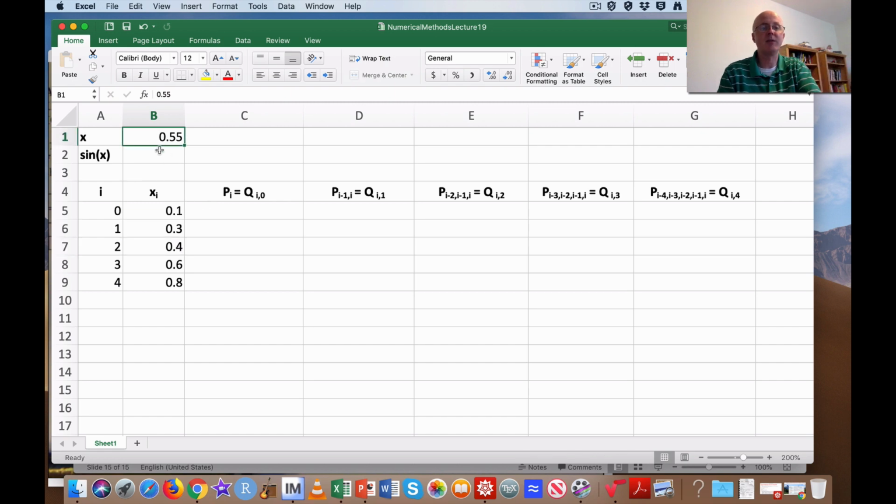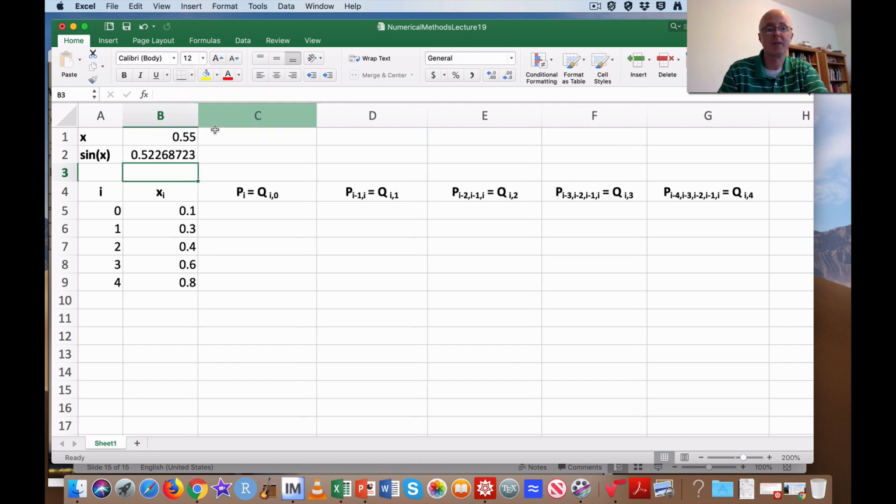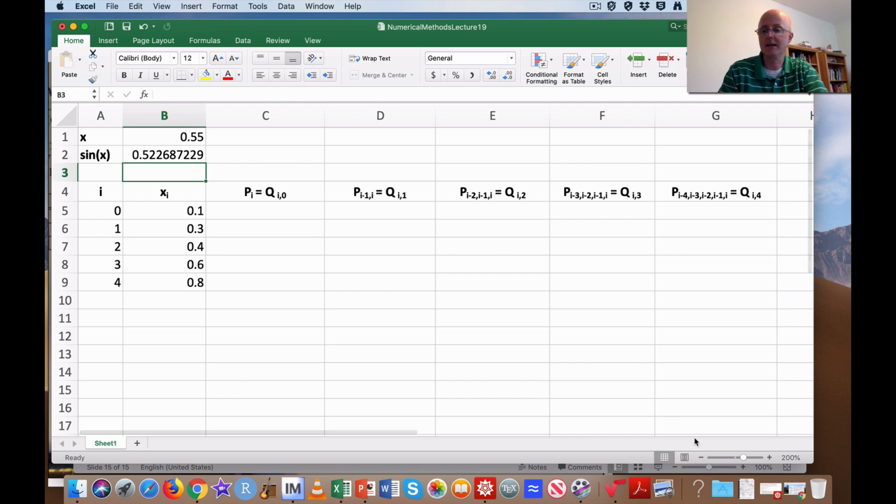So the input again is 0.55. What is the value of the sine function there? Equals sine of b1 will give us the output of the sine function there. It's about 0.5222687. You can see more decimal places if we like. I could compare it with the PowerPoint here. Where'd it go?